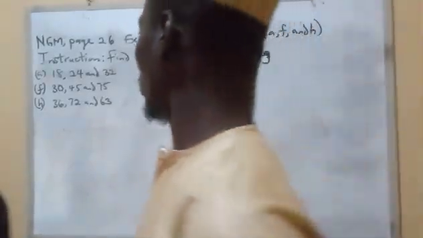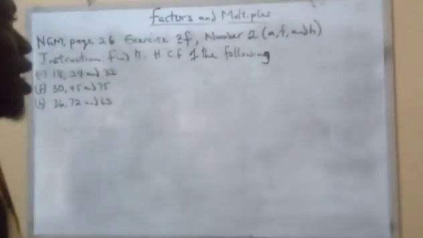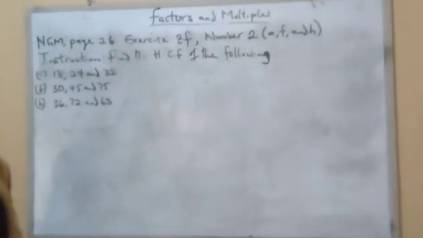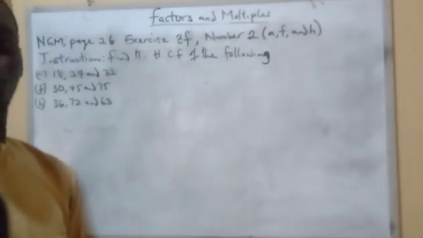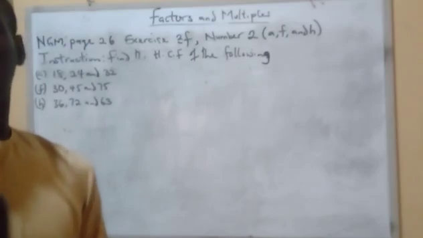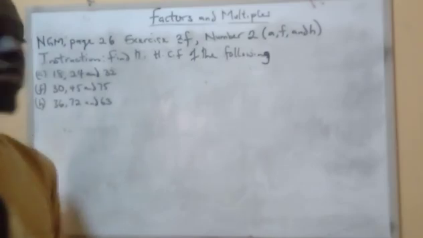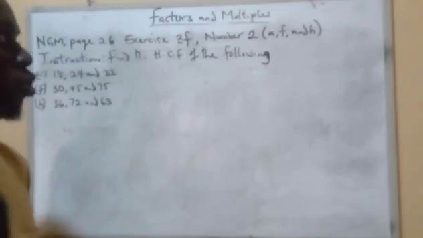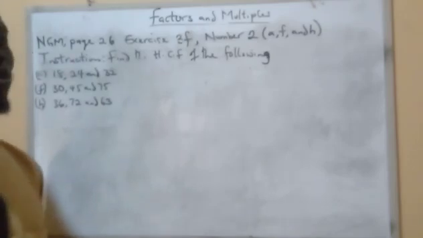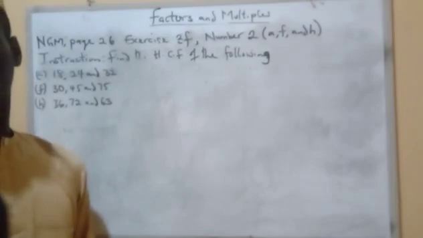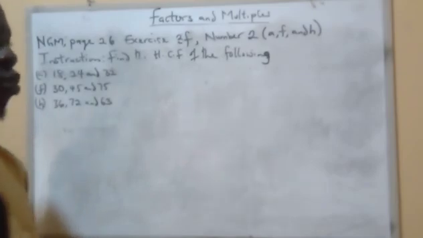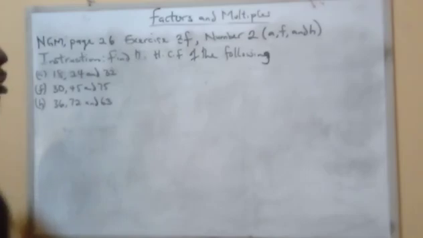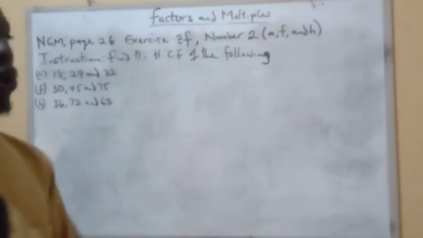Hello everyone. I think we need to move on to the next exercise, exercise 3F of our New General Mathematics Book 1. Please kindly get your own and follow through the class as we move. We are going to be solving number 2 of exercise 3F, out of about 10 or 12 questions that are there. So we will be solving questions 2A, 2F, and 2H.